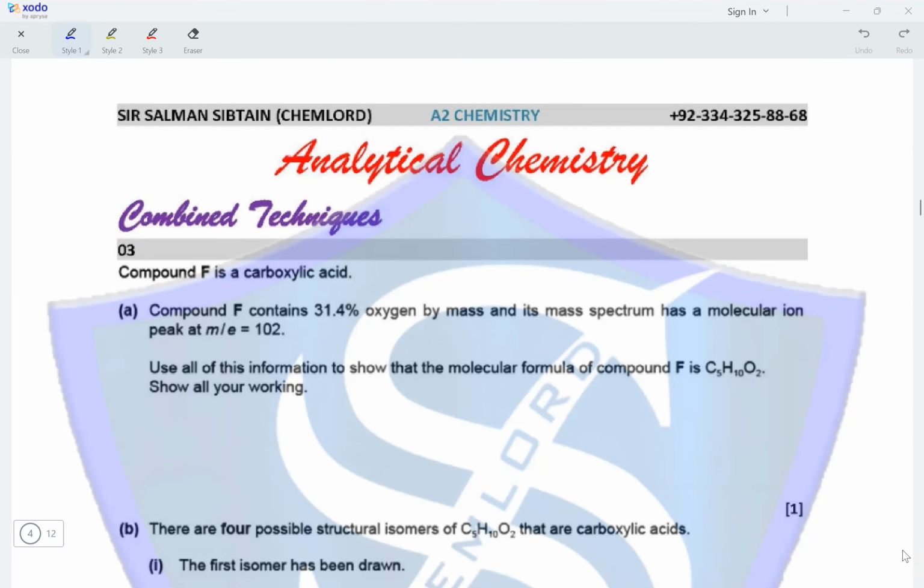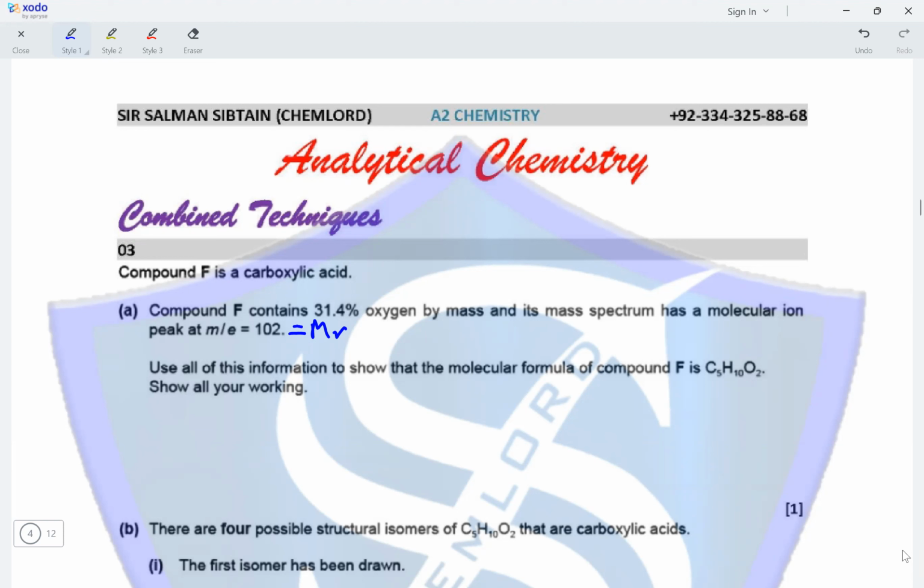Question 3. Compound F is a carboxylic acid. Compound F contains 31.4% oxygen by mass and its mass spectrum has a molecular ion peak at m/e equals 102. So 102 is the Mr of compound F. Use all this information to show that the molecular formula of compound F is C5H10O2, showing all your working.